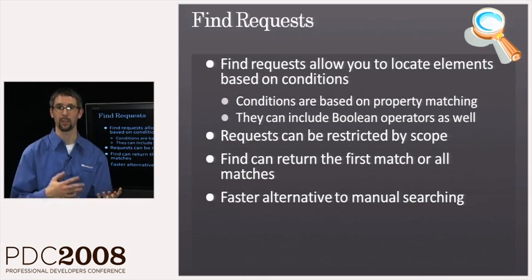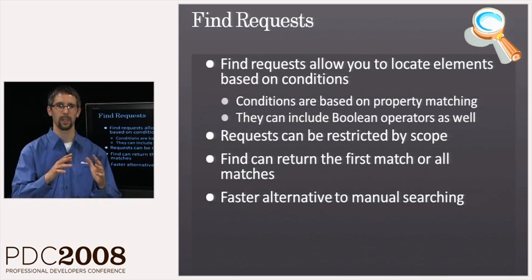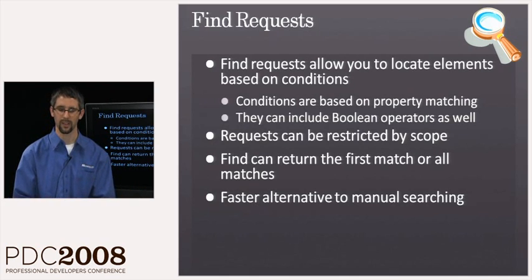Requests can be restricted by scope. So you could say, I want to look through the entire subtree of my application, or you could say, I only want to look through the direct children of a particular node. You can also look through ancestors. So you can set the scope. You can also decide if you want the find request to return just the first match, or all matches, which would come back in an array. The best thing about find requests is that they're really fast.